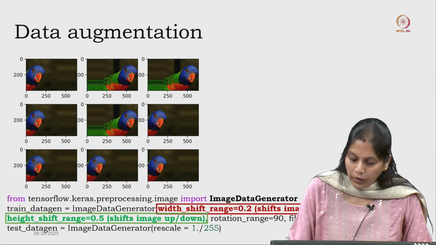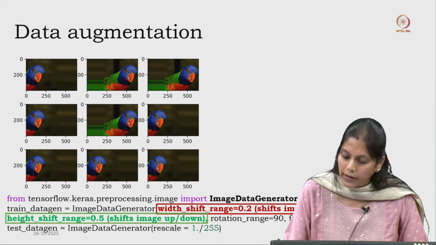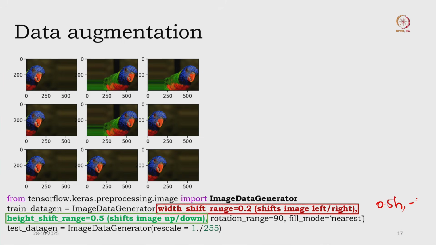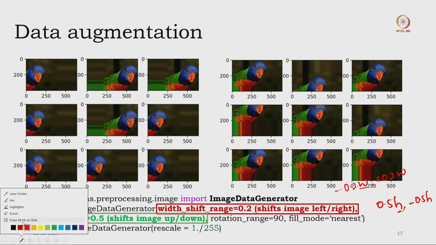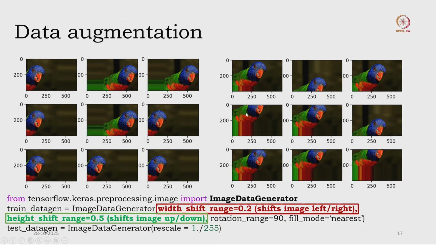So the value will be 0.5 h and minus 0.5 h. In width we have seen minus 0.2 w and plus 0.2 w. W here is width, and for height shift range we will take h. Whatever the h value is, you will multiply with that, and so many pixel values will move in the up or in the down direction. Can you see how the images have moved in up and in down direction?